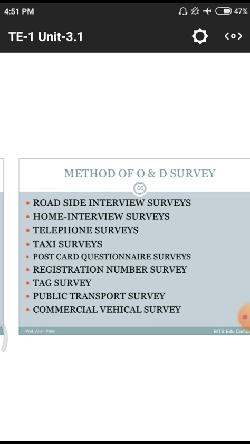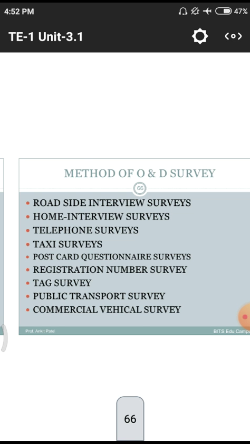All those studies with respect to these surveys are taken using nine parts. It means nine studies. First is the road interview survey, home interview survey, telephonic survey, taxi survey, postcard questionnaire survey, the registration number survey, tag survey, public transportation survey, and commercial vehicle survey. Those nine studies we discussed in the previous classes.